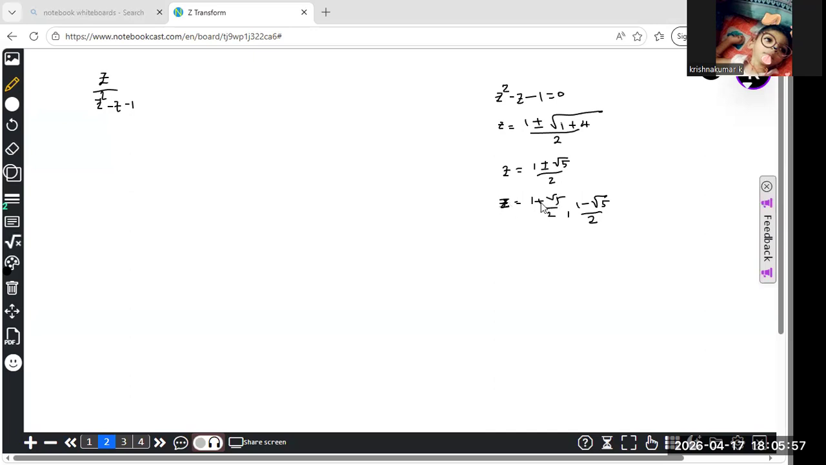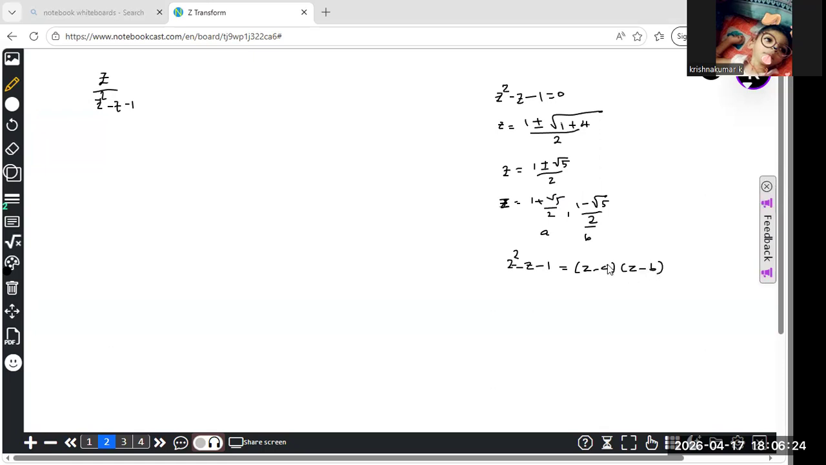Okay, you just take this as a and this as b. So right now you just assume this expression is a and this expression is b. So therefore the factor of this equation z square minus z minus 1 will be equal to (z minus a) into (z minus b).